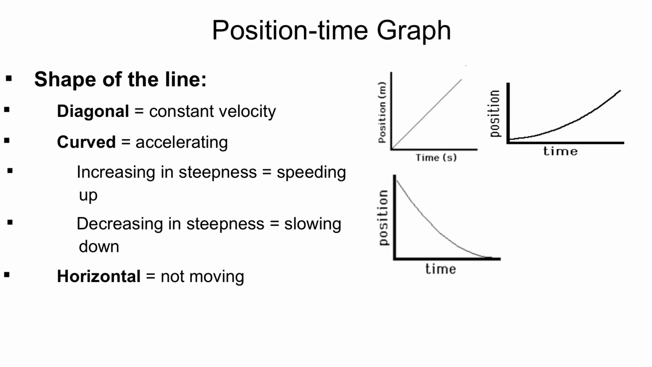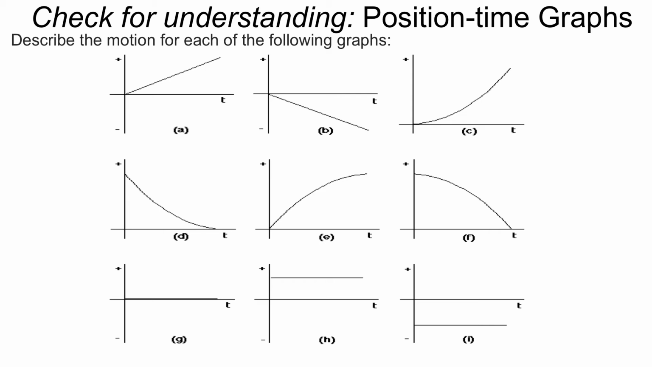And then lastly, if we have a horizontal line, which would mean a slope of 0, our object would not be moving. All right, now we're going to go through this set of 9 graphs that are on your sheet, and we're going to talk about whether they are going in the positive or negative direction, if they are speeding up, slowing down, or constant velocity, or not moving.